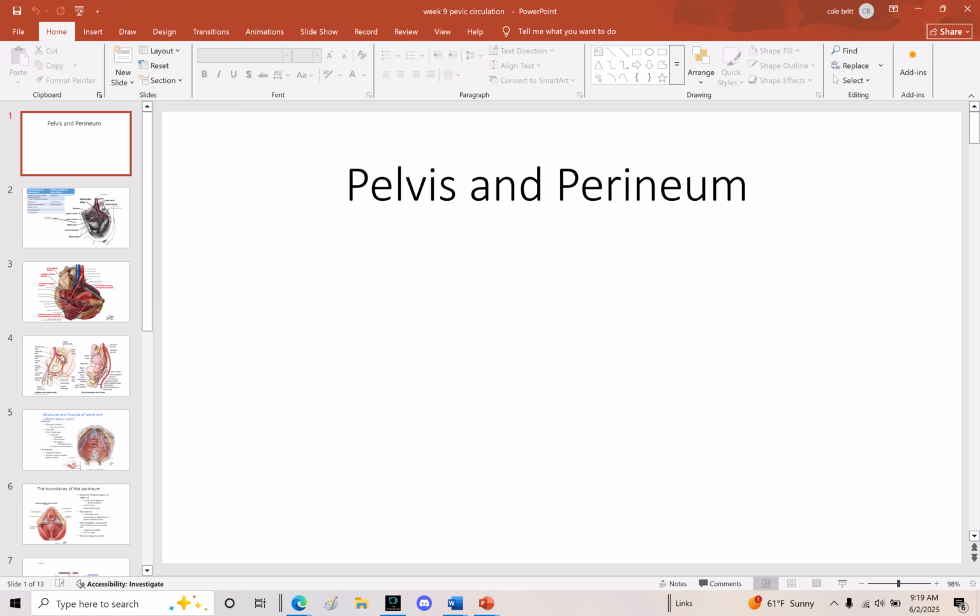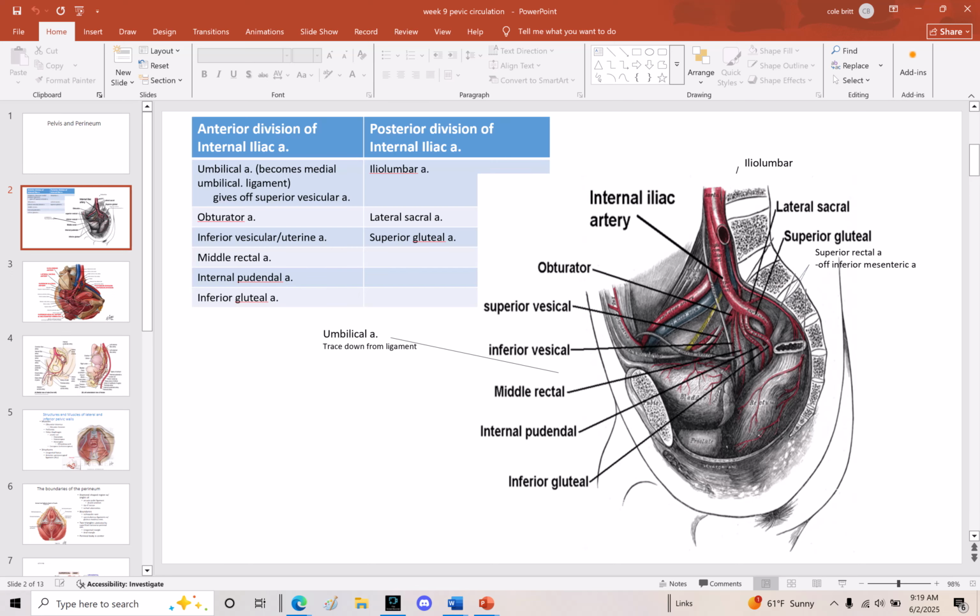So, we'll start by talking about the arterial supply to the pelvis. We talked about the bladder and all that 2 weeks ago. And today we're going to talk about the arterial supply to the pelvis, and we're going to discuss the floor of the pelvis. And then we'll start into the reproductive organs.